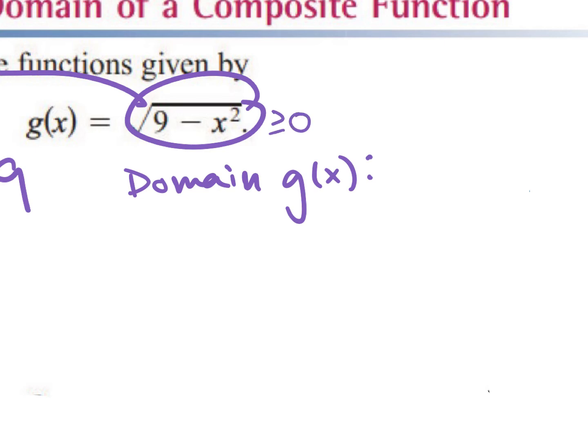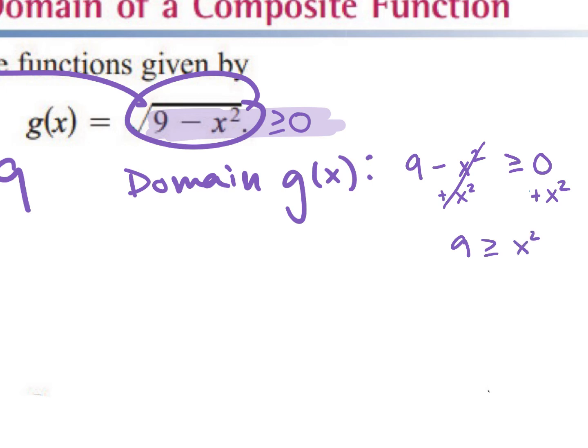Awesome. We set the inside greater than or equal to 0, because our inside has to be greater than or equal to 0. It cannot be a negative number. So 9 minus x squared is greater than or equal to 0. And then from here we solve. So I'm going to add x squared to both sides. So we're solving for x. 9 is greater than or equal to x squared.